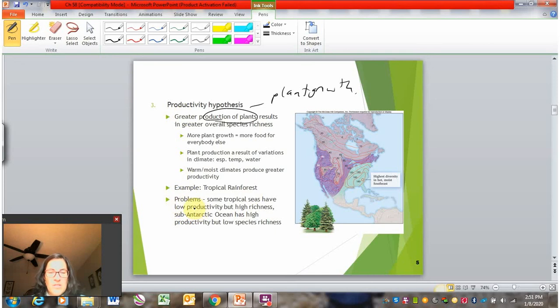There's some exceptions as well here. For example, when you look at tropical seas, some of them actually have relatively low photosynthetic productivity, so they don't have that much plant matter, but they still have high species richness. And on the other hand, if you look in the Antarctic Ocean, you have high productivity but low species richness. So again, we don't see that this one always applies.